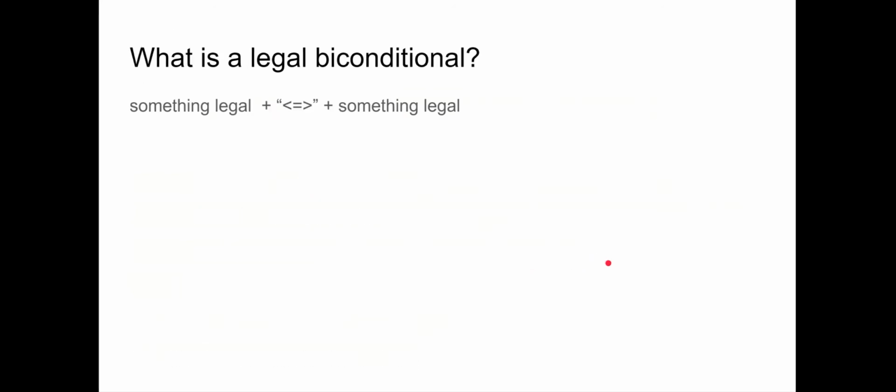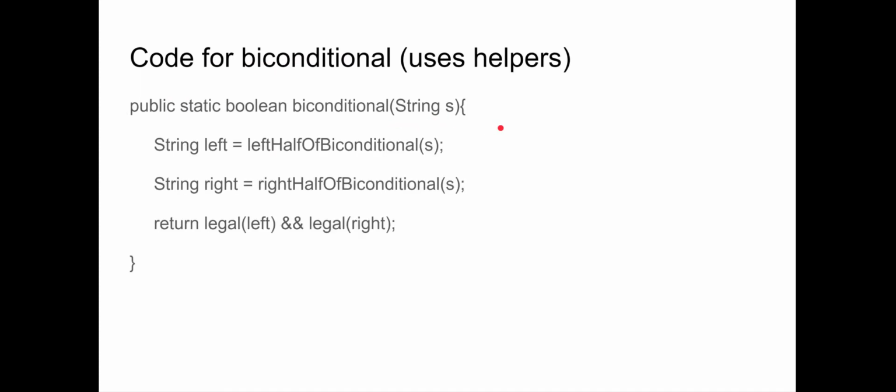For the other 4 kinds of complex logical sentences, we do much the same thing. We determine whether or not our logical sentence is something legal, followed by the appropriate operator, followed by something legal, because the other 4 operations are all what we call binary. They have 2 components, bi for 2. So here's the code for biconditional. And again, we have helpers. The left half of biconditional and right half of biconditional are methods that we would have to write or have someone else write for us.